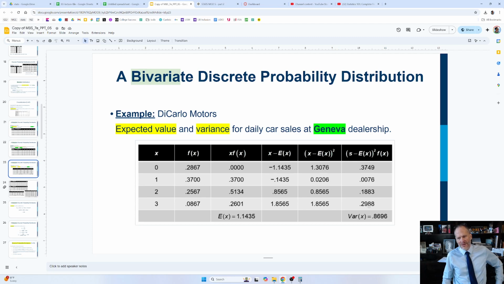And then we add all those up, and we get this right here, and that's our variance. And if we took the square root of that, we would have our standard deviation. This is the data for the expected value, the variance, and we could square root that to get the standard deviation for the Geneva dealership.